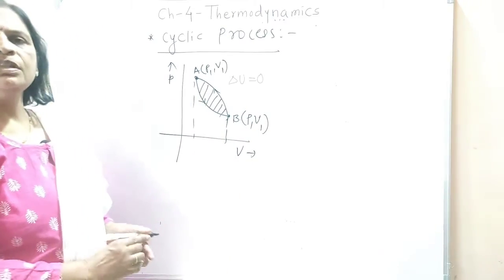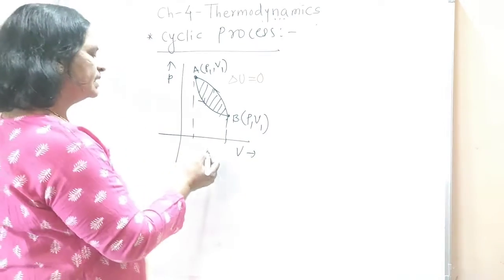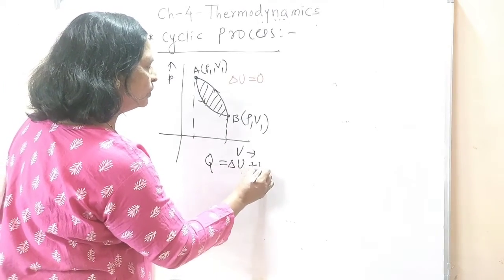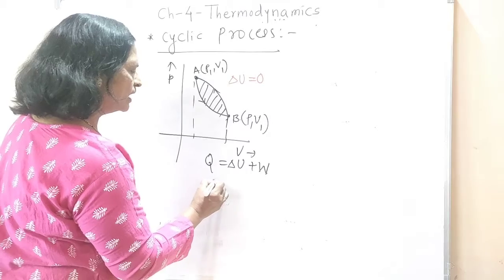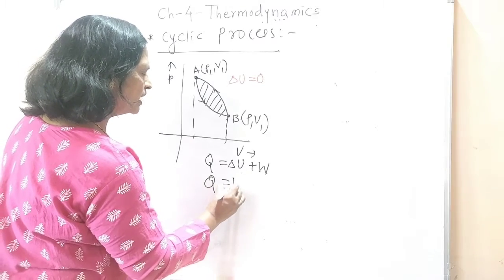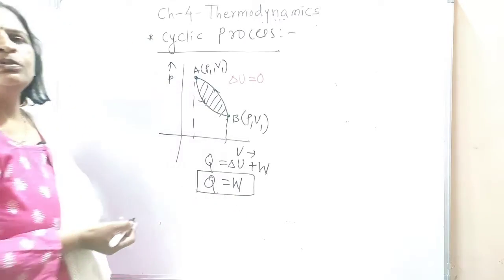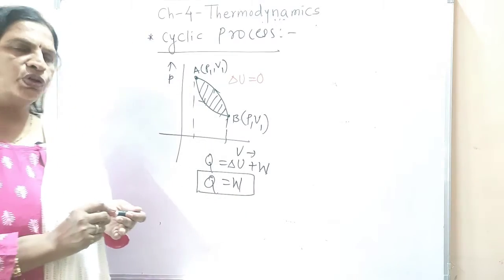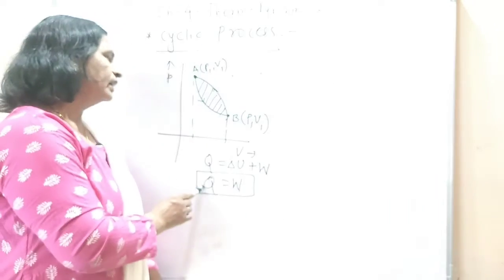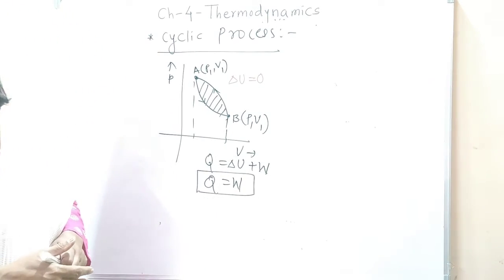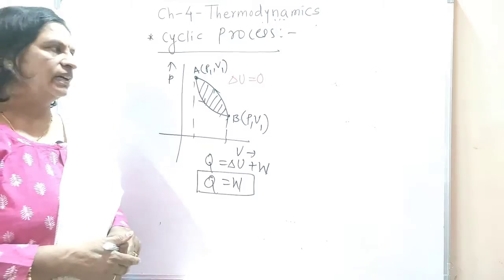Then according to the first law of thermodynamics, Q is equal to delta U plus W. If delta U is equal to 0, Q is equal to W. Means heat supplied to the system is used to perform work done, and the area under the cycle gives you the value of work done.